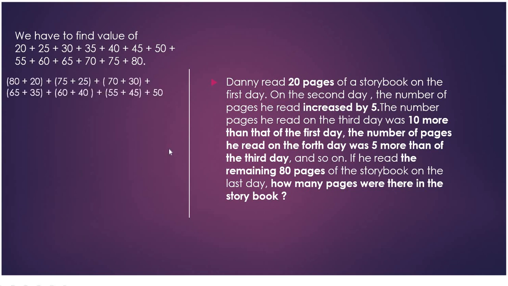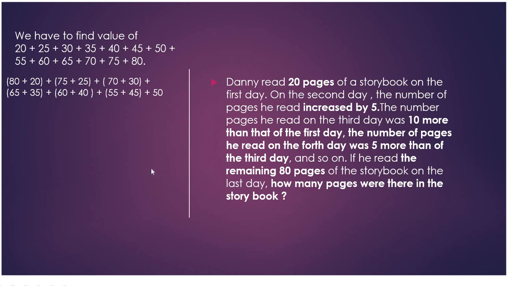80 plus 20 is 100, right? 75 plus 25, 70 plus 30, 65 plus 35, 60 plus 40, 55 plus 45. And we have a single number here, which is 50. We keep it here. After we did our multiplication, we add the 50, right?